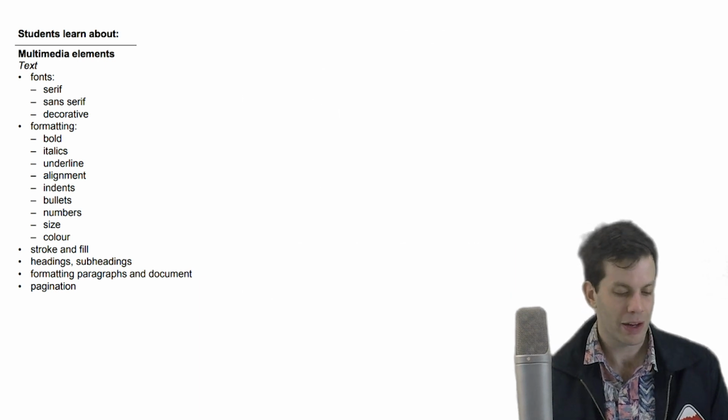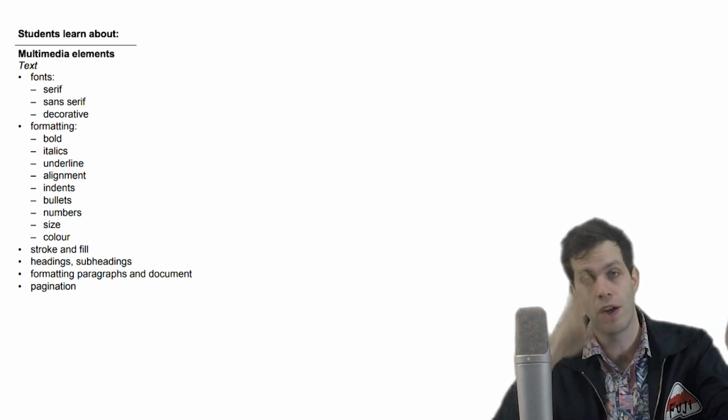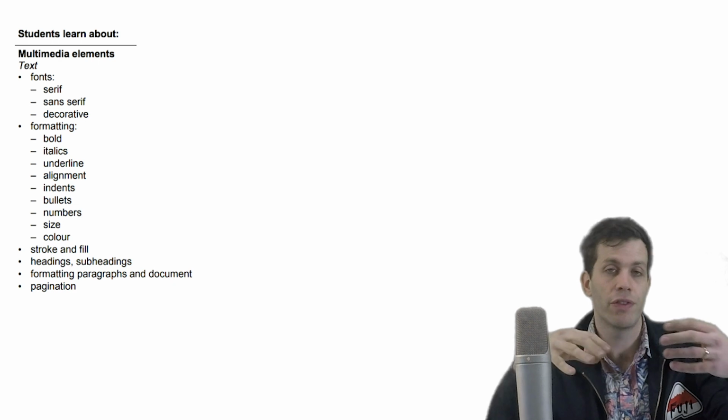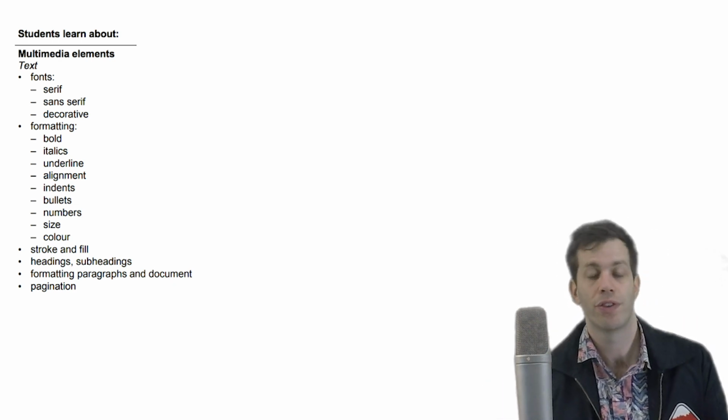So let's talk about alignment. There's 4 types of alignment in most word processors. You've got left align, center align, right align, and justified. Left align moves all the text that you've selected over to the left side of your page, which is the conventional way that we read in Western society.